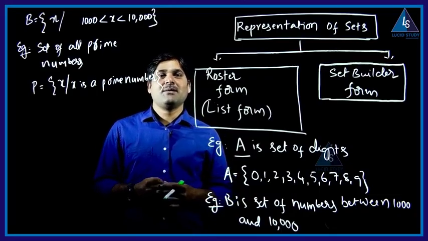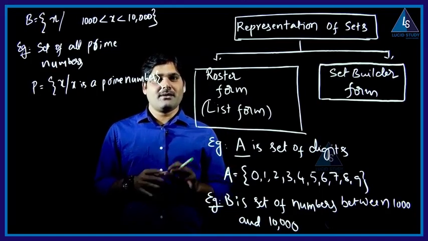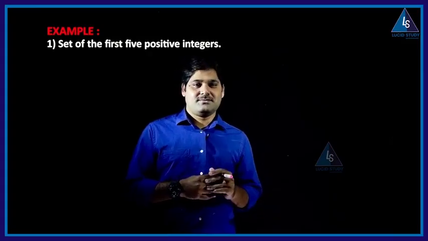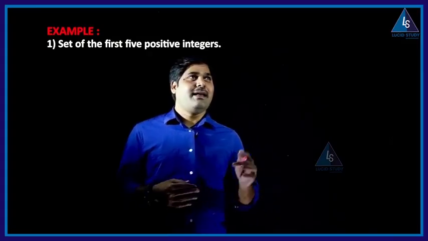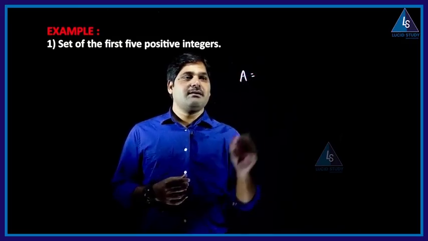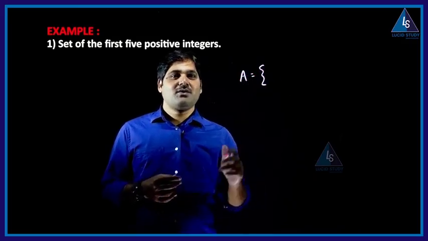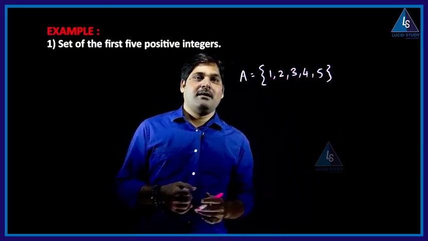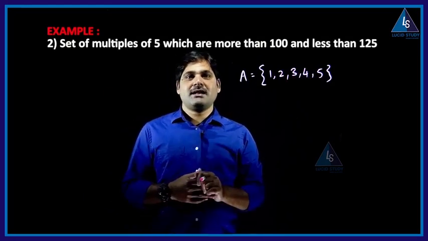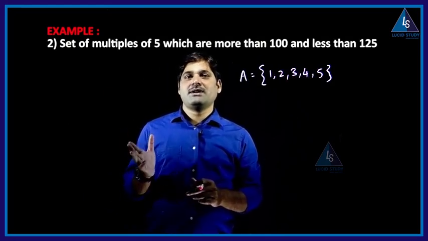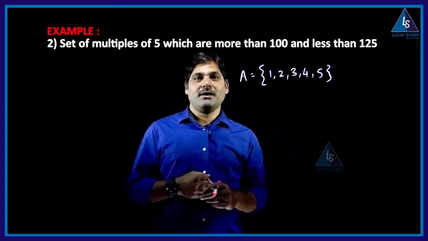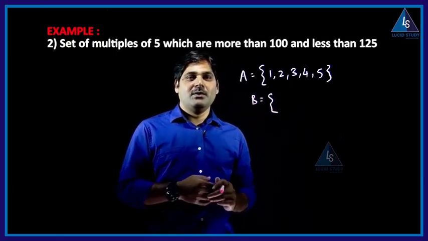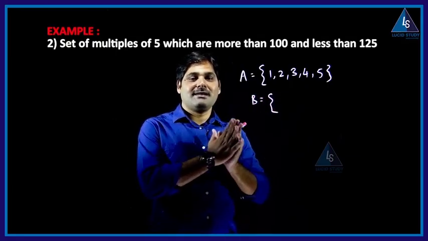Now let us discuss some examples to understand this better. First example is the set of first 5 positive integers. Let us name that set A. A is equal to first 5 positive integers. What are those? 1, 2, 3, 4, 5. That's all. Now see the second question. Set of multiples of 5 which are more than 100 and less than 125. Now let us see how to represent that. I will name that set as B. Now multiples of 5 greater than 100 and less than 125.